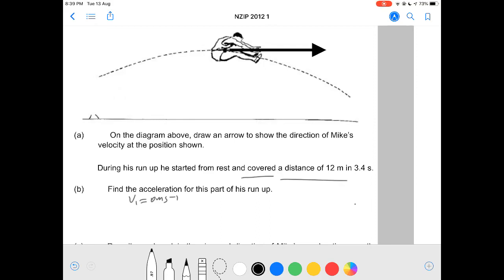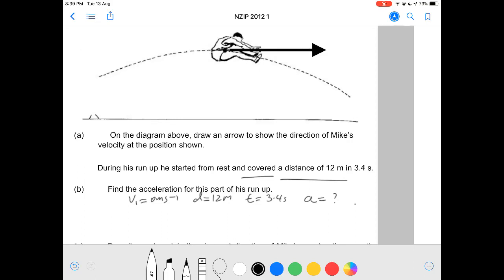You also note down that he covered the distance of 12 meters. So distance is measured in meters, variable is d. You can write down d is 12 meters. And in 3.4 seconds, time is measured in seconds, so you can write t equals 3.4 seconds. And the question asks you to find the acceleration, so acceleration is what we want to find. Alright, so now we've done the easy part.